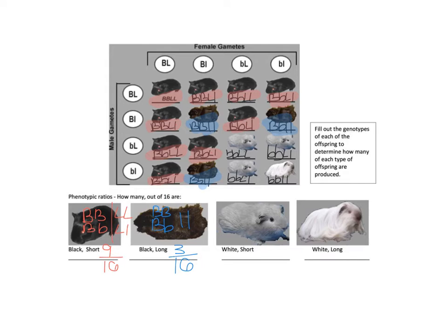Okay, white is recessive. So in order for the guinea pig to be white, it has to be little b, little b. And this has short hair, so that could be big L, big L, or big L, little l. So I'm going to go through my offspring and count how many of those I have. 1, 2, 3. So 3 of my 16 have white fur and it's short. Okay, last but certainly not least, to be white, little b, little b, and long is little l, little l. So I have one of those.